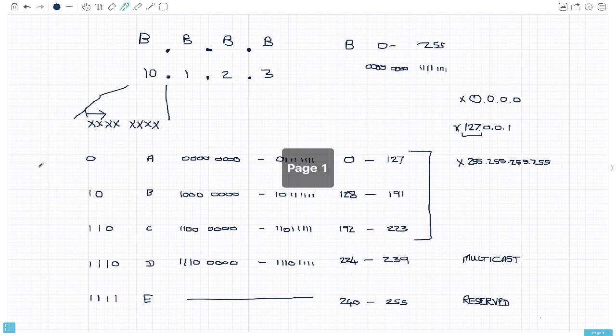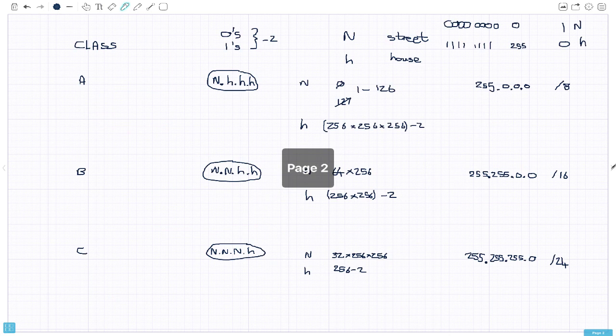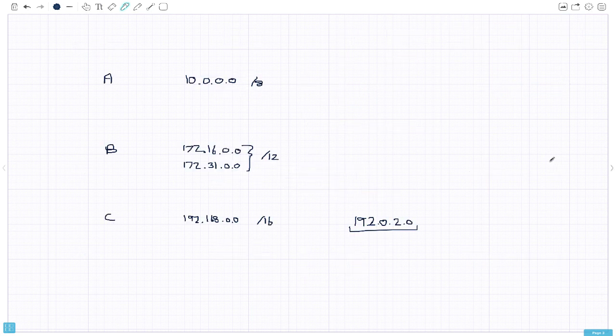Okay, so in summary, we now know how to identify the class of an IP address based on the first byte, the first number. Once we've identified the class of an IP address, we know how to calculate its default format or layout with respect to the network portion and the host portion. And we also know that there are reserved numbers, some reserved for private addressing.